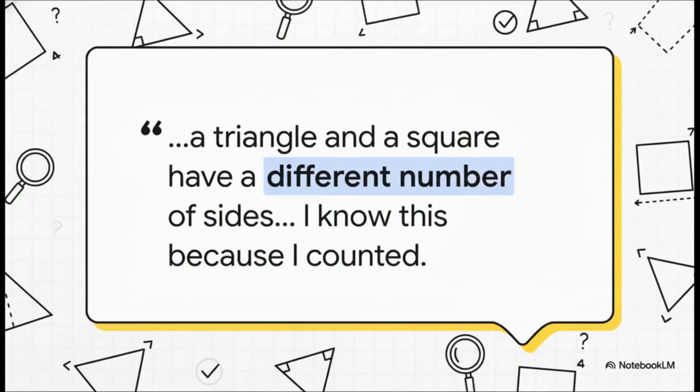And the complete answer this framework helps them build is just so thorough. My answer is that a triangle and a square have a different number of sides. I see the triangle has three sides, and the square has four sides. I know this because I counted the sides on each shape. The result is just so precise. It's based on evidence, and it's perfectly structured. It's amazing.